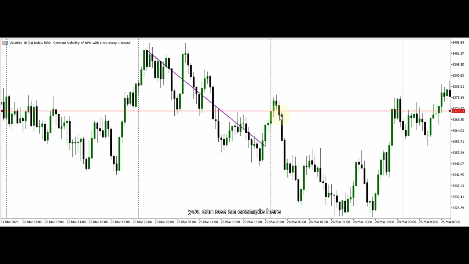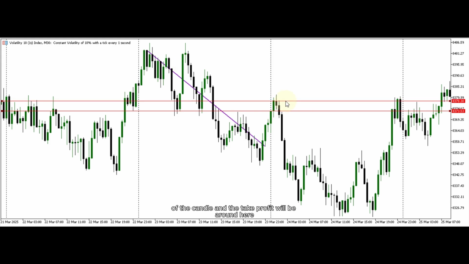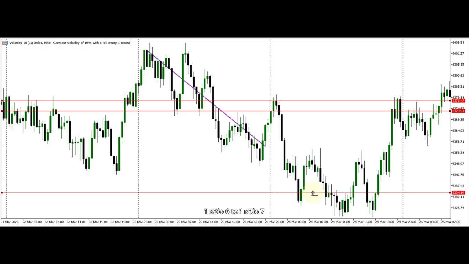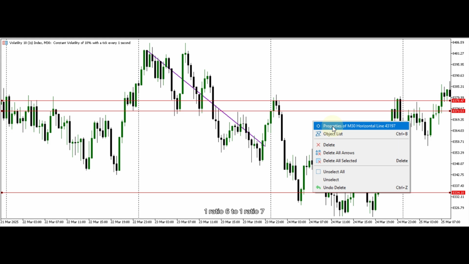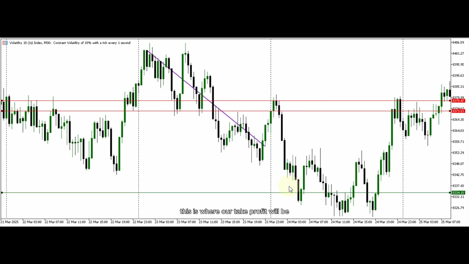You can see an example here. We got a bearish candle that crossed and closed below the horizontal line. We are going to place our sell trade, and the stop loss will be at the high price of the candle, and the take profit will be around here, 1:6 to 1:3. This is where our take profit will be.